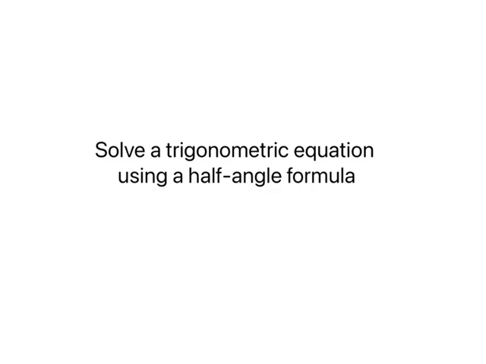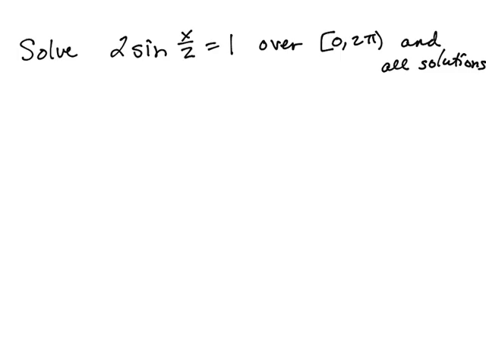Solve a trigonometric equation using a half angle formula. We're going to solve 2 sine of x over 2 equals 1 over the interval of 0 to 2 pi, and then for all solutions.